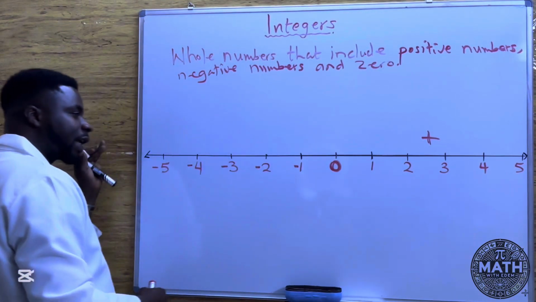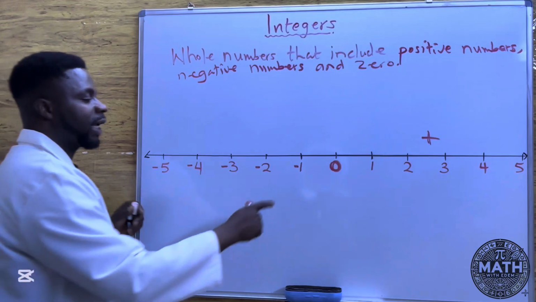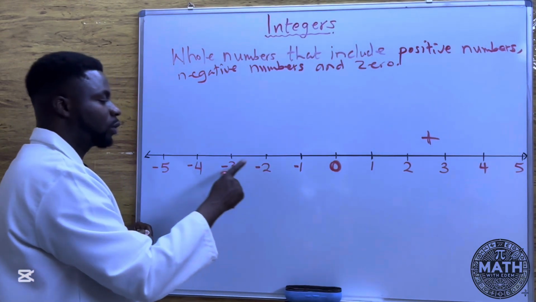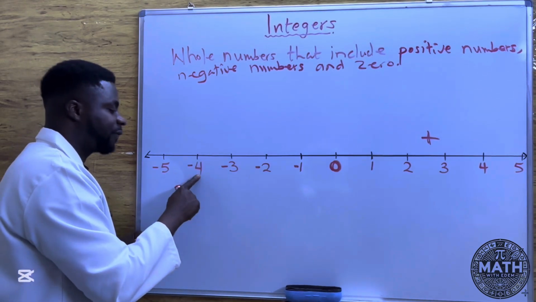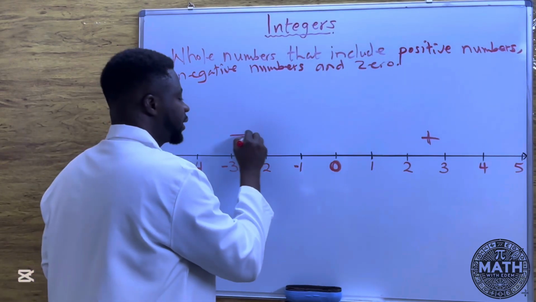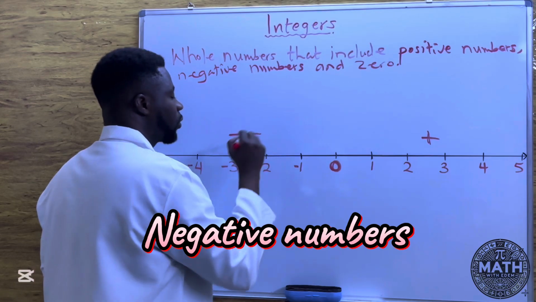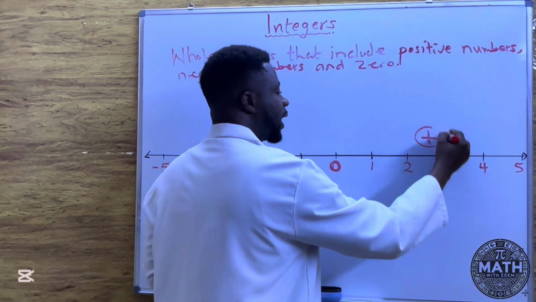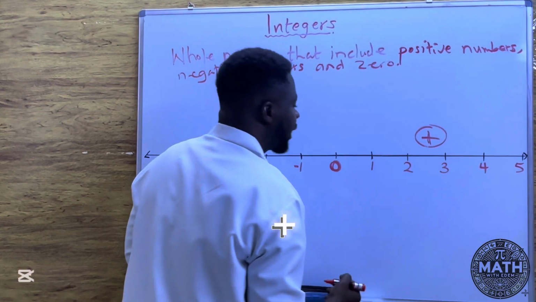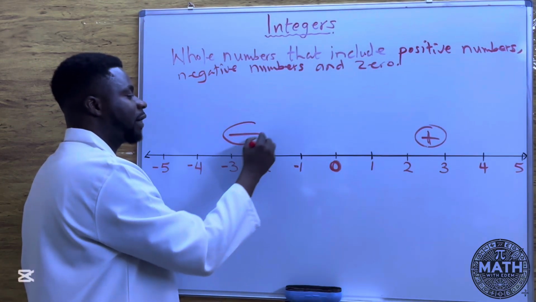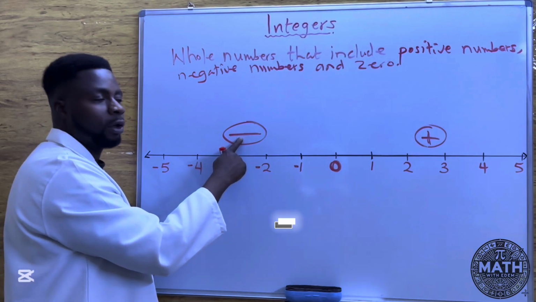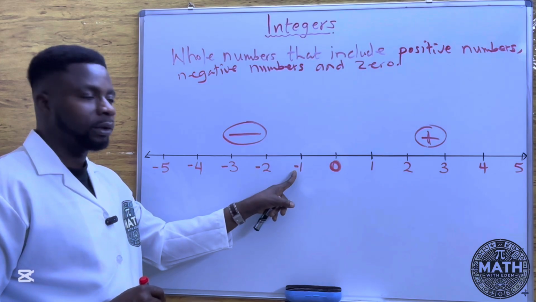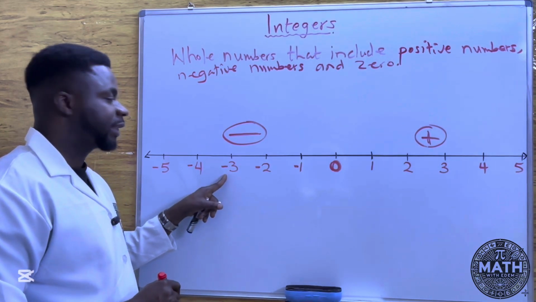Now at the left side of 0, you realize that we have negative 1, negative 2, negative 3, negative 4, negative 5. These are negative numbers. We always refer to positive numbers as the numbers that have a plus sign, and the negative numbers, they have a minus sign. So as you can see, this is negative 1, negative 2, negative 3.